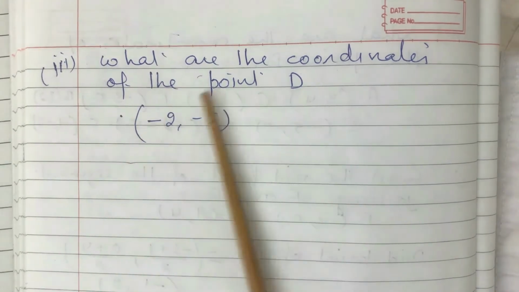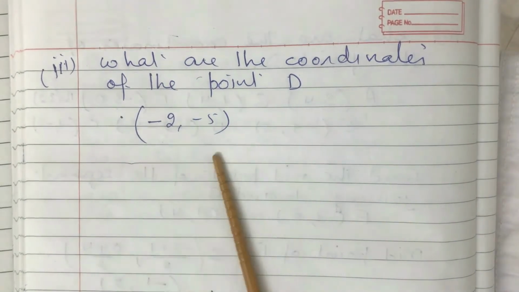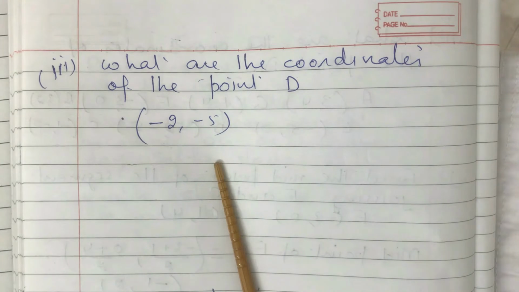And this third part is what is the coordinate of the point D, which is -2 and -5. That is the answer.